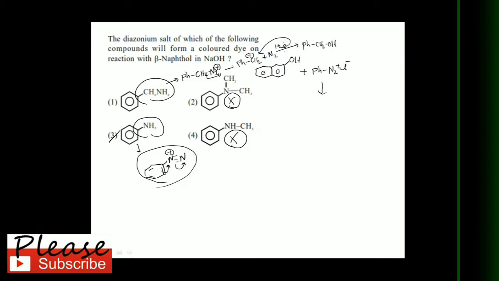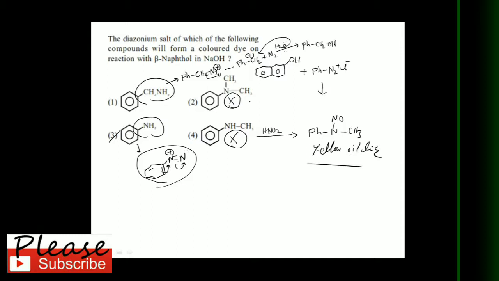Of course, secondary amines in a diazotization process, that means a reaction with HNO2, form a yellow colored liquid, with N-N=O and CH3 groups. A yellow oily liquid will be formed with secondary amines.